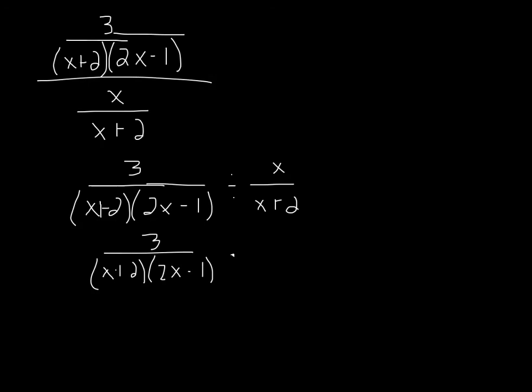And we'll copy dot flip. So x plus 2 over x. So our x plus 2's cancel. And we're left with 3 over x times 2x minus 1. And that is it. That is the last notes for Unit 7.